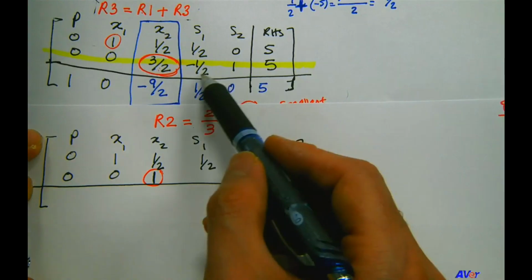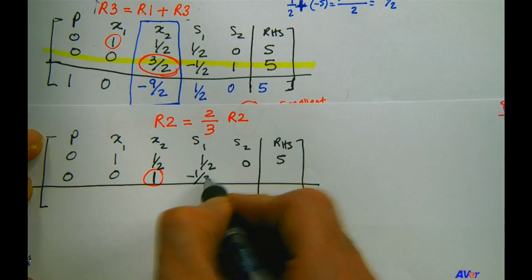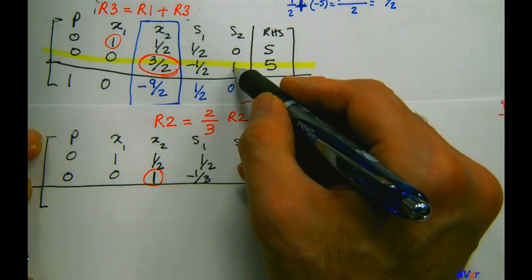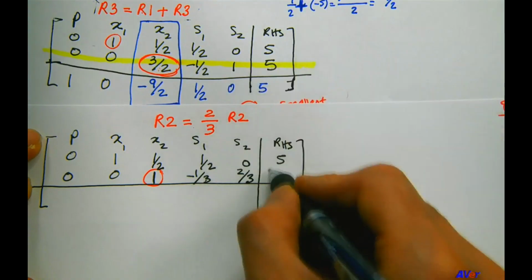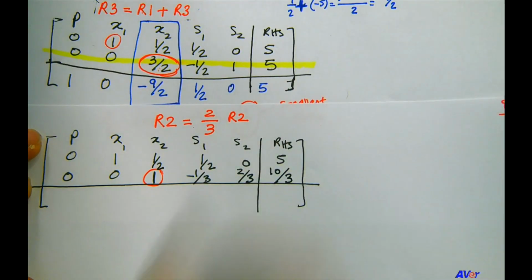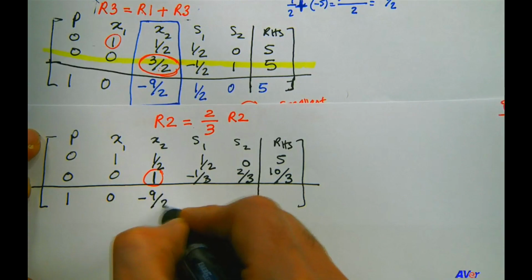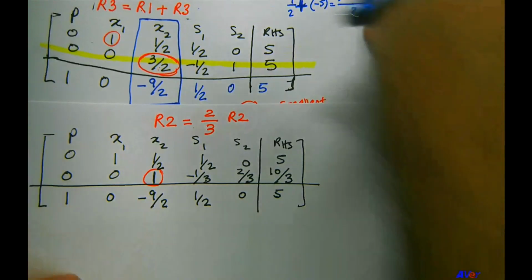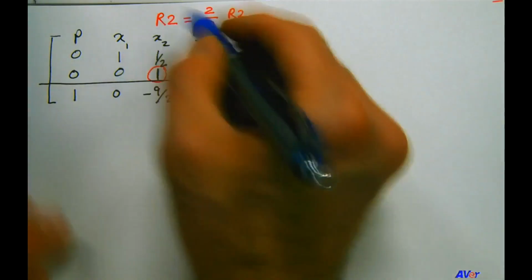2/3 times minus 1/2, that's minus 1/3. Right? After simplifying, we get minus 1/3. 2/3 times 1 is 2/3. 2/3 times 5, it's 10 over 3. And of course, the objective row stays the same. Like that. 5. Okay.